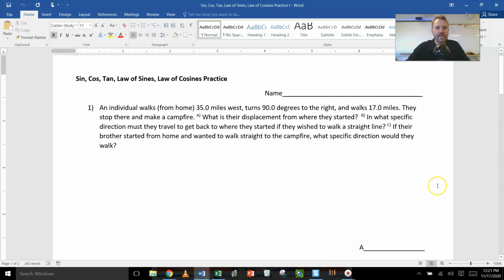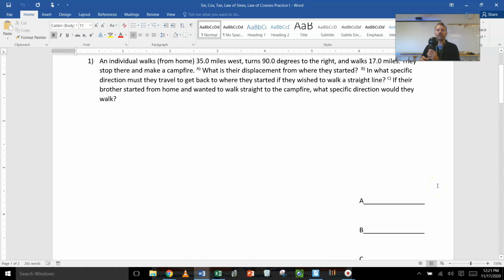It says, an individual walks from home. They walk 35 miles west, turn 90 degrees to the right, walk 17 miles. They stop there and make a campfire. A, what's their displacement? B, in what direction do they have to get back if they want to walk home? And then C, if their brother was at home and they wanted to walk to the person, what specific direction do they want to walk?